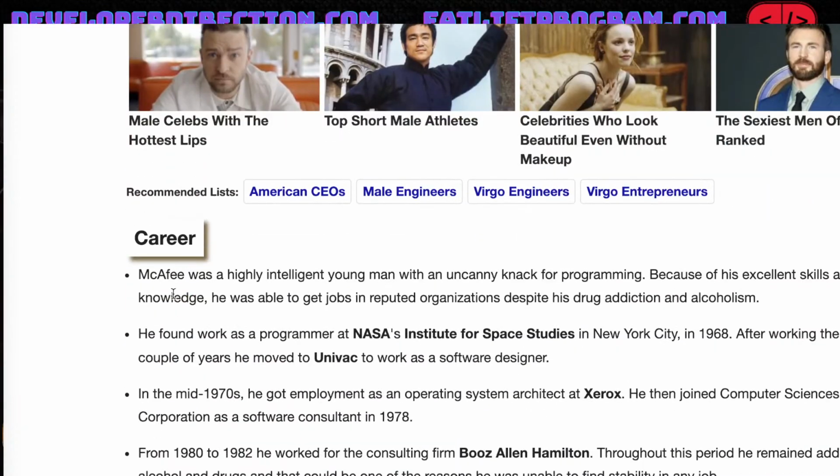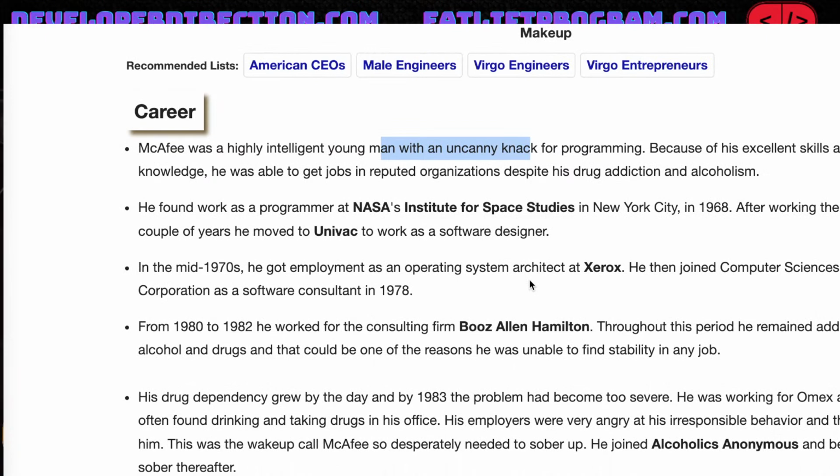Let's see. Career. McAfee was a highly intelligent young man with an uncanny knack for programming. Because of his excellent skills and knowledge, he was able to get jobs for reputable organizations. We know he worked at NASA. Xerox. He got employment as operating system architect at Xerox. Jesus, dude, an OS architect. Probably nowadays it's not as crazy, but damn. Back in the 1970s, holy shit.